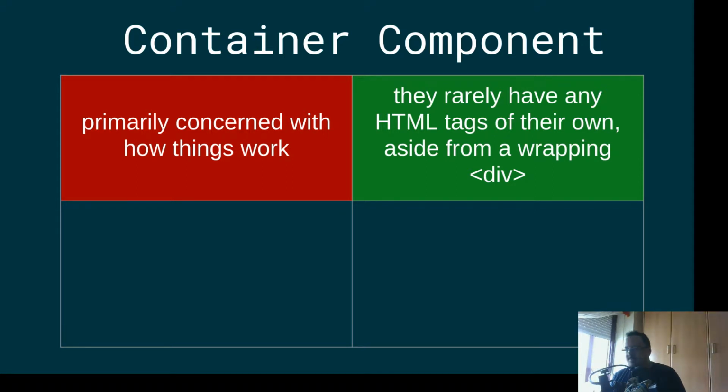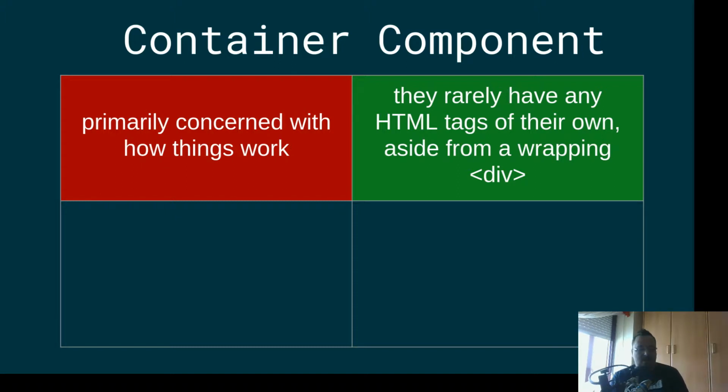Another aspect of these containers is that usually they don't have HTML tags inside of them. Usually they aren't used to show representational data. They aren't used to build the HTML view. Maybe we can have the div that wraps something. Usually the easiest container is a container that renders a representational component.